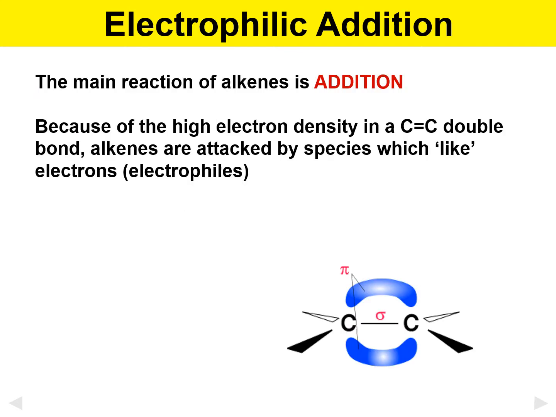Electrophilic addition. The main reaction of alkenes is addition. We've already looked at the structure of an alkene and looked at pi bonds. Because of the high electron density, alkenes are attracted to species which like electrons. These are referred to as electrophiles. In the spec, it says that you have to recall that the carbon-carbon double bond is a center of high electron density.